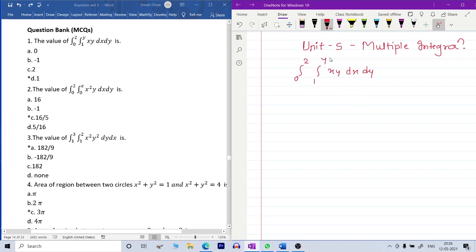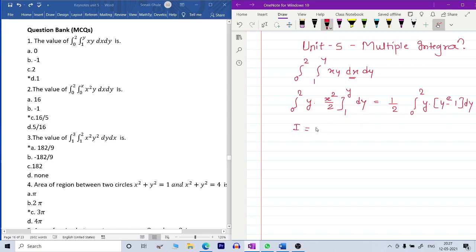Now the inner limit is in terms of y, so definitely first we have to integrate with respect to x, keeping y constant. So here, integration 0 to 2, y constant, integration of x is x square upon 2, applying the limit from 1 to y, dy. When we solve this, 1 by 2 is constant, we can keep it outside the integration, 0 to 2, y into, use the upper limit, replace x by y, so that will be y square, minus, replace x by 1, so 1 square is 1, dy.